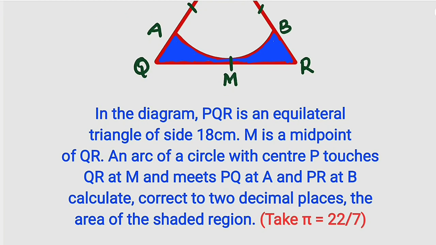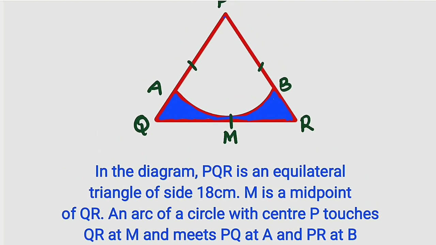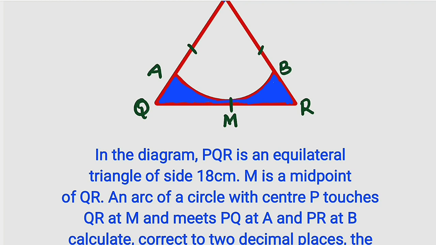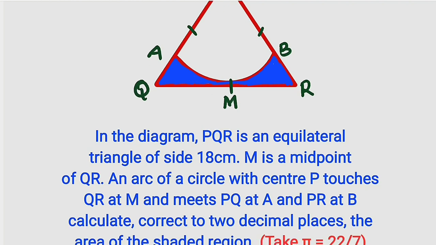The question reads, in the diagram, which is this one above, PQR is an equilateral triangle. You can see PQR. An equilateral triangle has all its sides equal and all the interior angles equal. They are all 60 degrees. And the side length of this equilateral triangle is 18 cm. M is a midpoint of QR. You can see QR here, and M is the midpoint, halfway between Q and R.